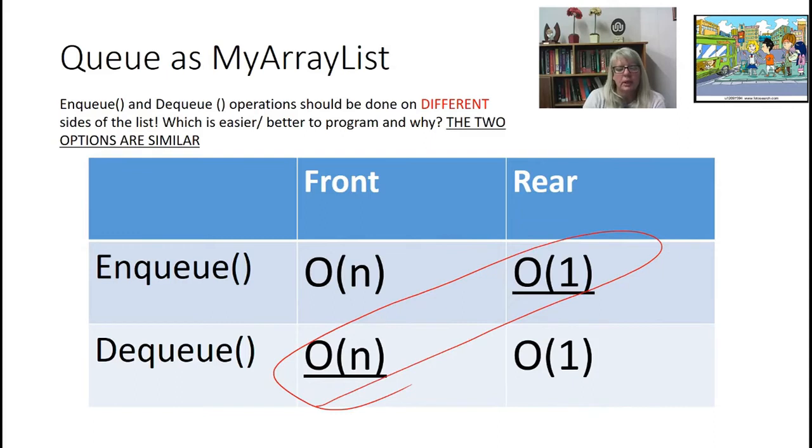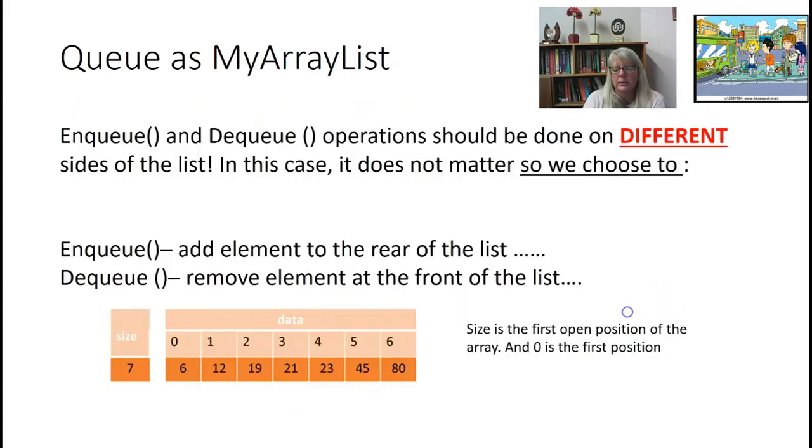Why? I think because I already had a DQ. No, I had an InQ at the back from the stack. But in any case, I would have had a DQ at the back if I chose the other two. So it really doesn't matter. So if I InQ add an element to the rear, you know that size is the first open position, and if I want to remove it, I can simply remove it at position 0.